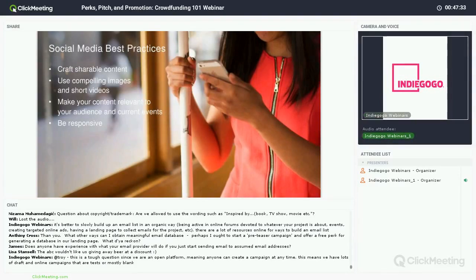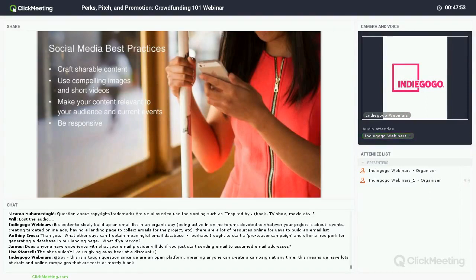And another piece of that that's important is if you craft really great content, people are going to share your content, which means if they share your content, they're going to be sharing your campaign link, which means more people are going to learn about your campaign. So taking that time before you launch a campaign to come up with some really awesome content that you can share throughout your campaign is really valuable.